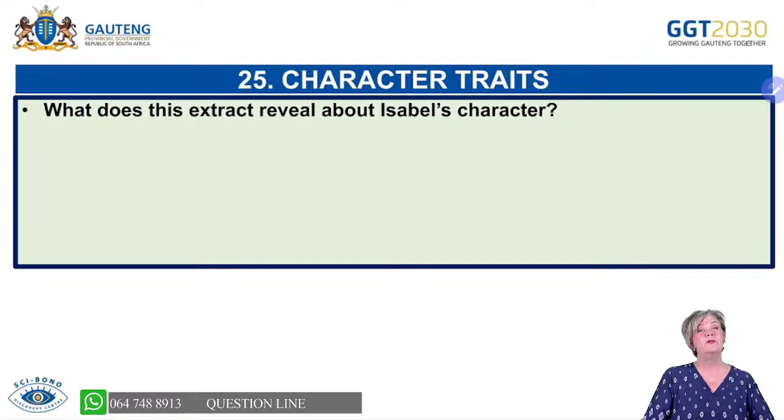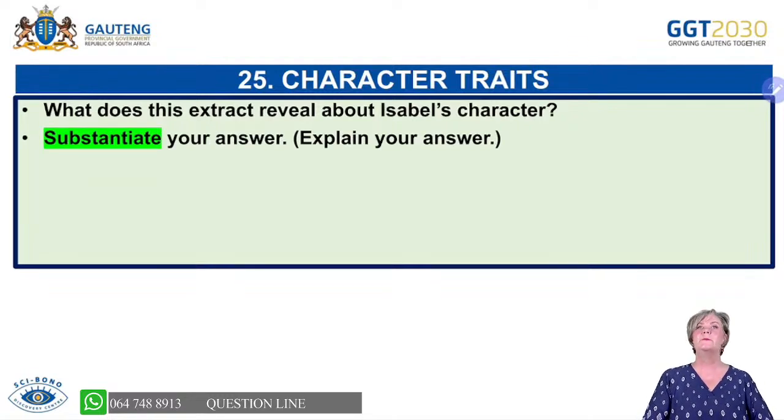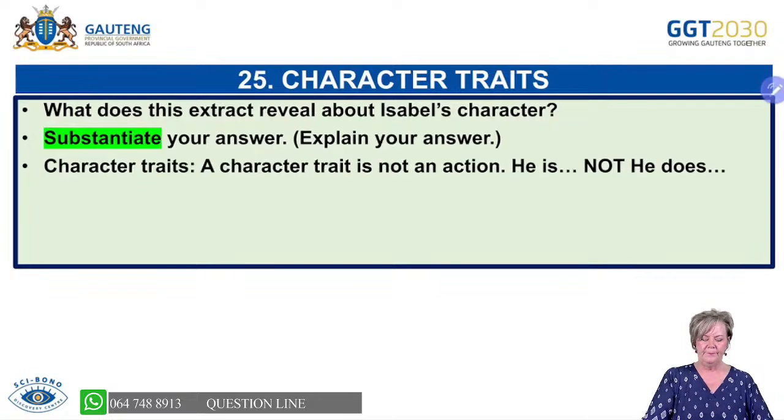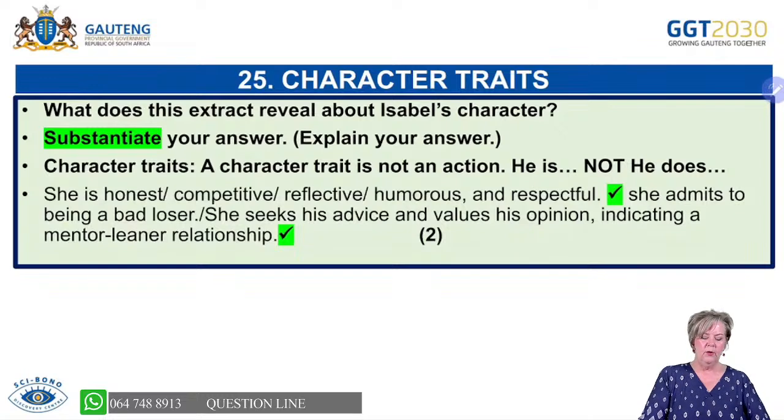What does this extract reveal about Isabel? Substantiate your answer. Again, give reasons or explain your answer. Remember, character traits is not an action. He is, or in this case, she is, not she does. So what does it reveal about Isabel?